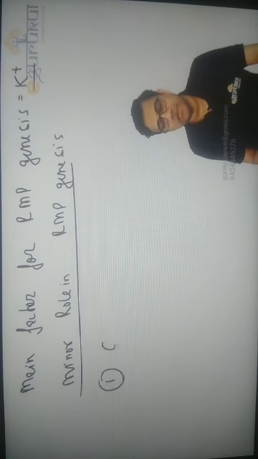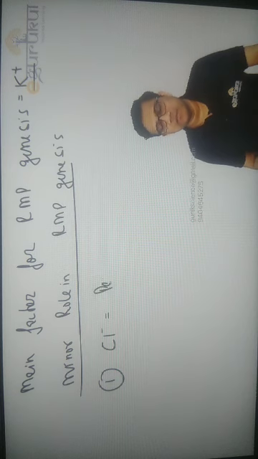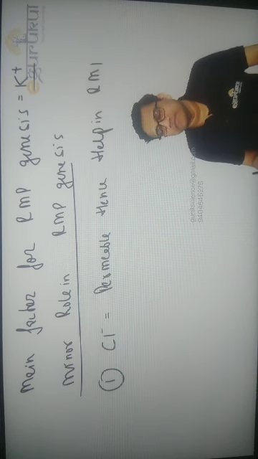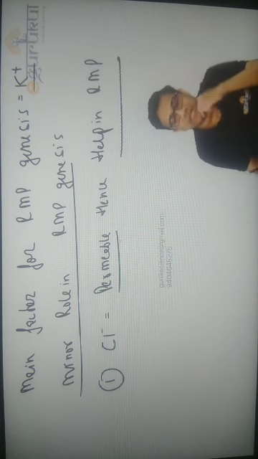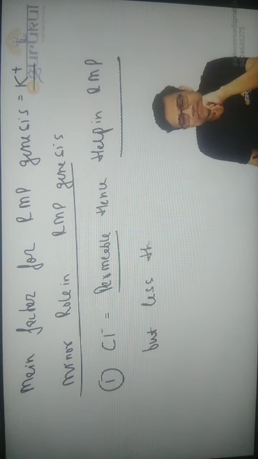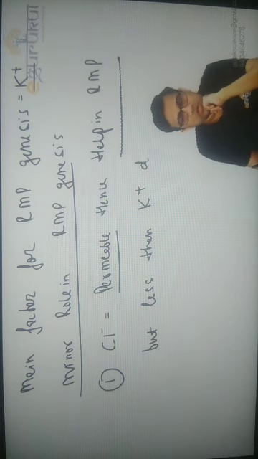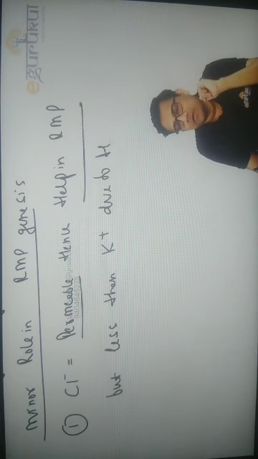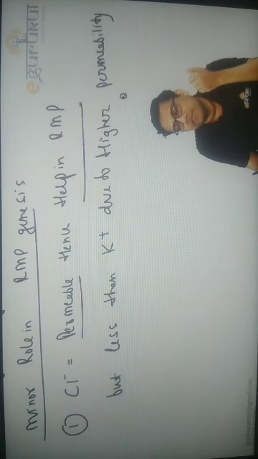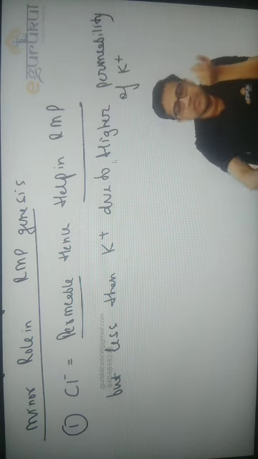Now we see the minor ones. First is chloride. Chloride is permeable at rest, hence it helps in RMP. But its contribution is less than potassium, due to the higher permeability of potassium and the lower permeability for chloride.